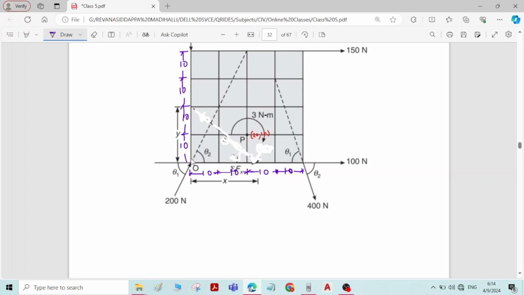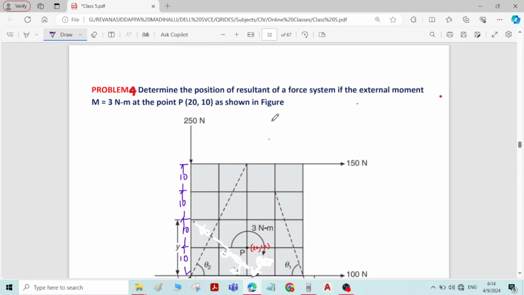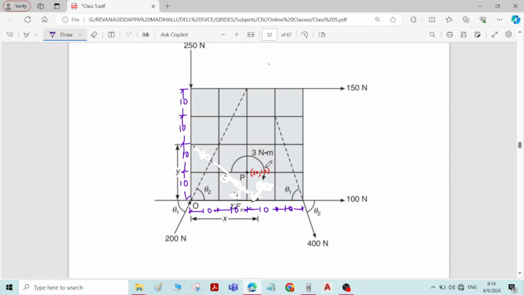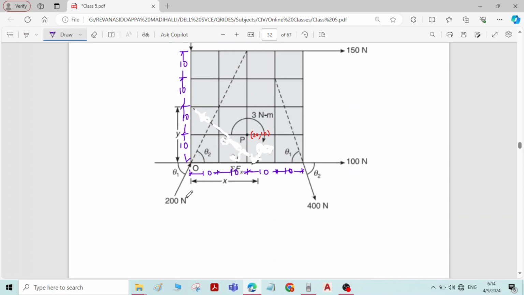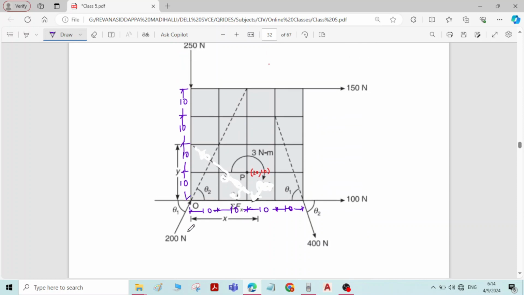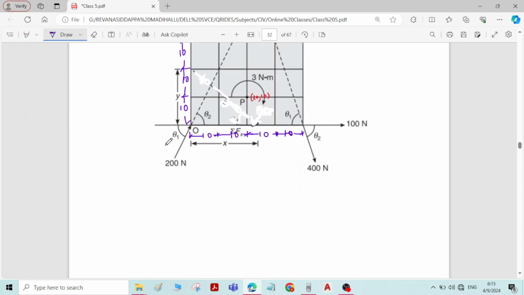Now what is the question? We have to find the position of the resultant force. For the given system of forces, there are a few forces acting on the plate. Initially we have to write the components for inclined forces. We have two inclined forces, 200 Newton and 400 Newton, and for them inclination is not given. We have to find the inclination, means angles theta 1 and theta 2.